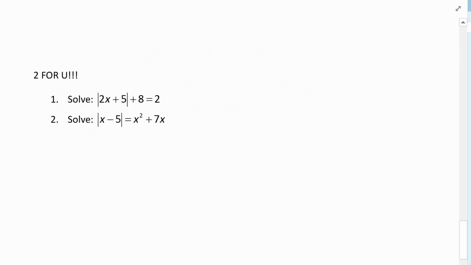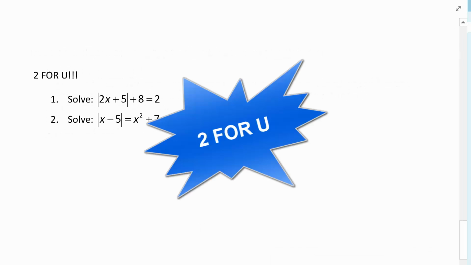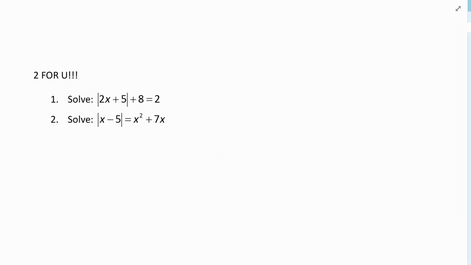Speaking of favorite things, it's now time for Two for You! Question number 1, solve the absolute value of 2x plus 5 plus 8 equals 2. Be careful with this one, it's a little bit sneaky. Question 2, solve the absolute value of x minus 5 equals x squared plus 7x. A quadratic?